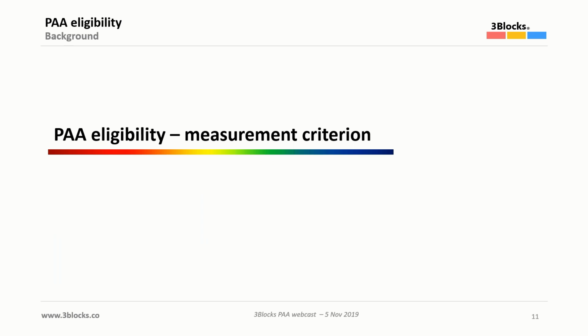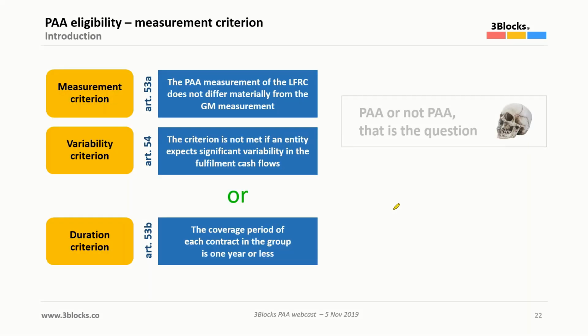Now we'll take a look at one of the measurement criteria. So there are 2 PAA eligibility criteria. The measurement criterion is based on proximity to the general model and variability of fulfillment cash flows. And the duration criterion is based on the insurance coverage period. I will focus on the measurement criterion.